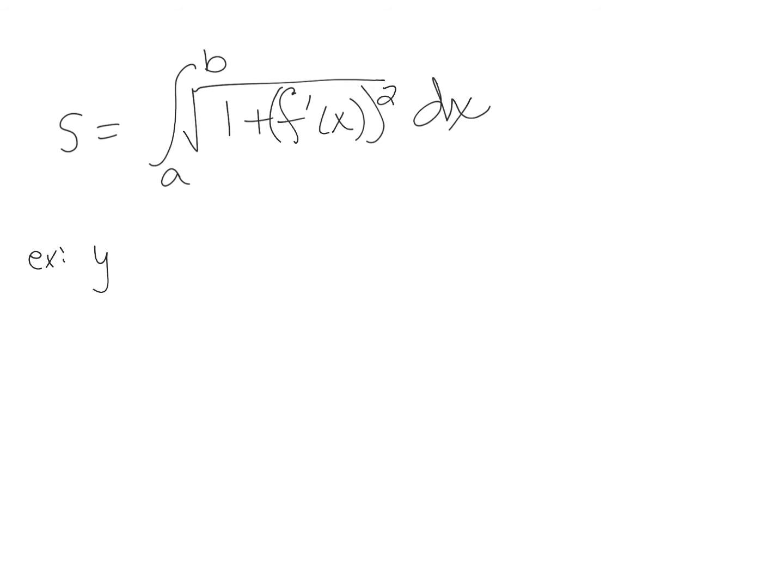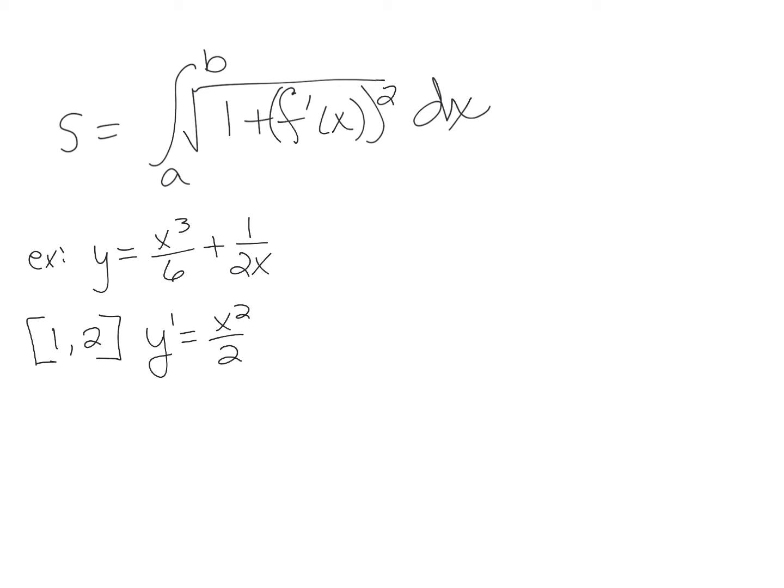For example, let's look at the function y equals x cubed over 6 plus 1 over 2x on the closed interval from 1 to 2. Okay, we don't have to graph this. We can just do the busy work here. So I need to know the derivative first. So that's going to be x squared over 2 minus 1 over 2x squared.